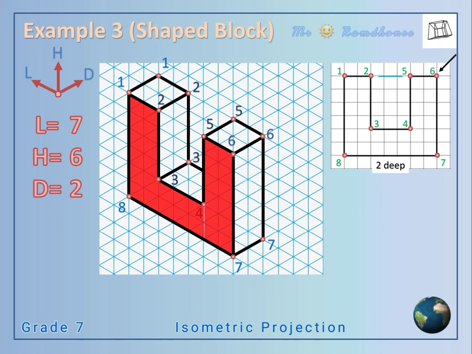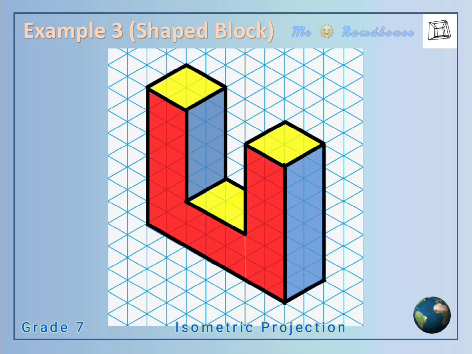So the whole object completed looks like this. We have shaded the front view red. We're going to shade the top view yellow, and then we are going to shade the side view blue. The completed neat drawing with the proper rendering should look like this.